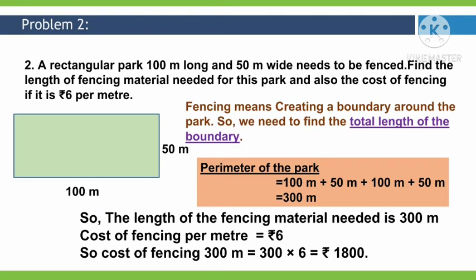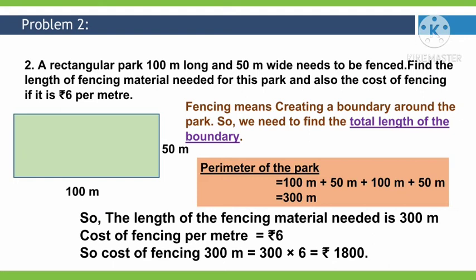So perimeter of the park will be 100 meter plus 50 meter plus 100 meter plus 50 meter, because it's a rectangular park, opposite sides are equal. So one length is 100 means the other length is also 100, it is understood. Breadth is 50 means the opposite breadth is also 50 meter. So when you add everything, you are getting 300 meter. So the length of the fencing material needed is 300 meter. In order to make a compound on the park, we need 300 meter length.